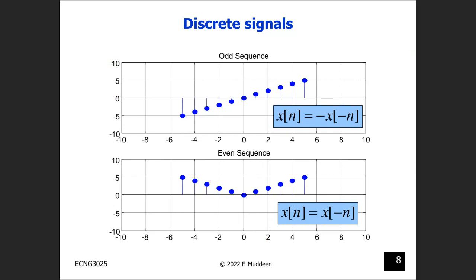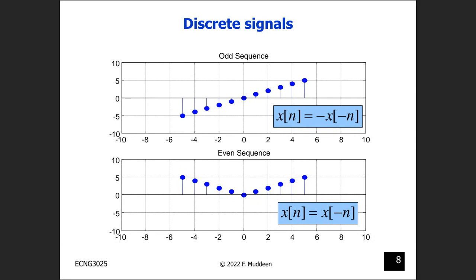And of course, we have these two little things. You would remember this from your Fourier series, but that's now dealing specifically with discrete signals. You have odd and even sequences. Now let's look at the even one.